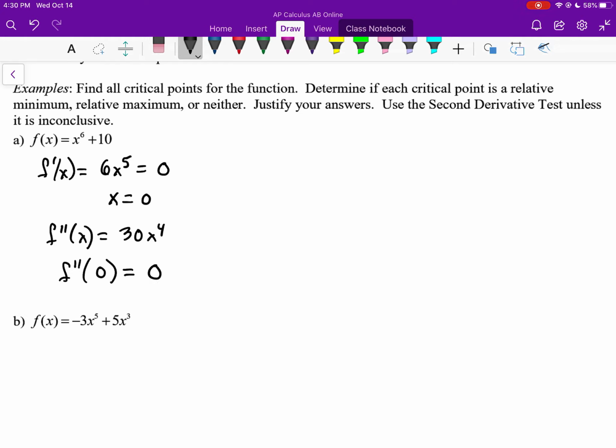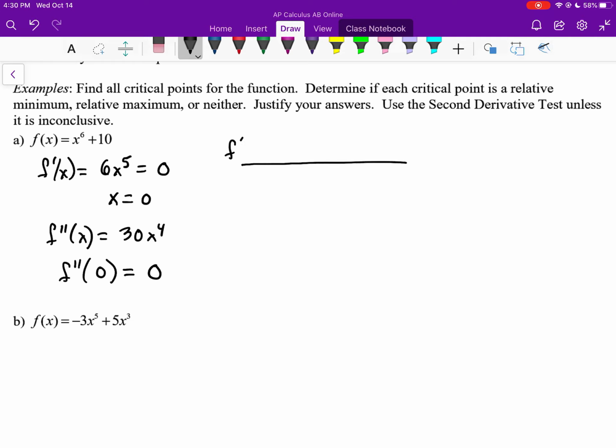Unfortunately, this test is inconclusive. It does not tell me whether I have a relative minimum or relative maximum. I have a horizontal tangent, but I do not know if this particular graph is curved up or curved down at this particular point. All I know is that the second derivative is equal to 0 at this point. And so I'm forced to go and do the first derivative test.